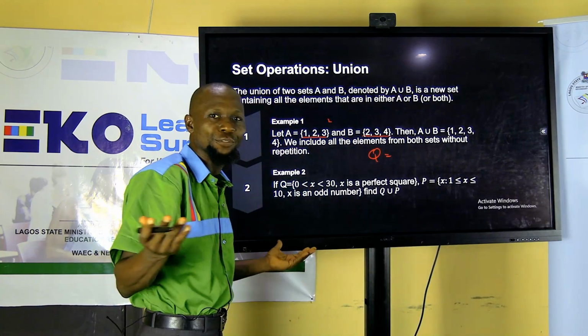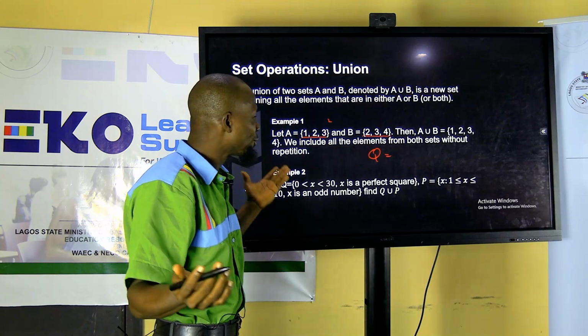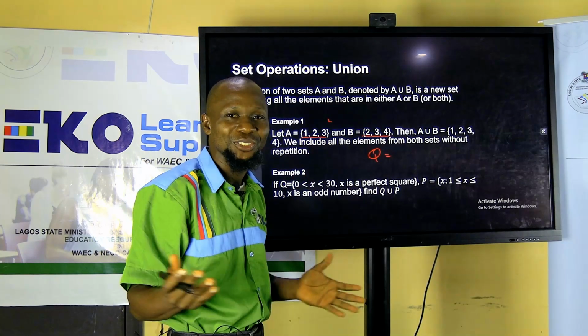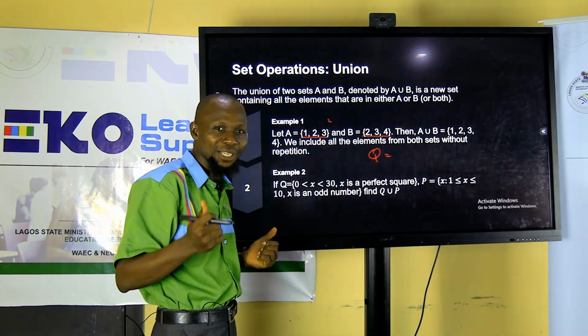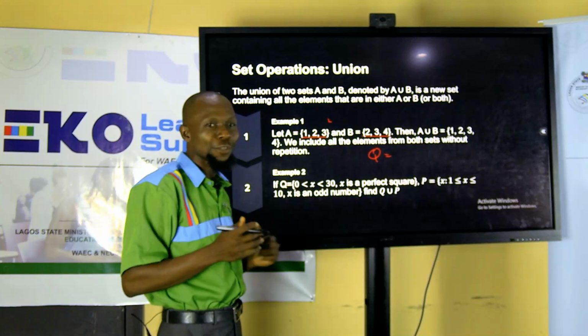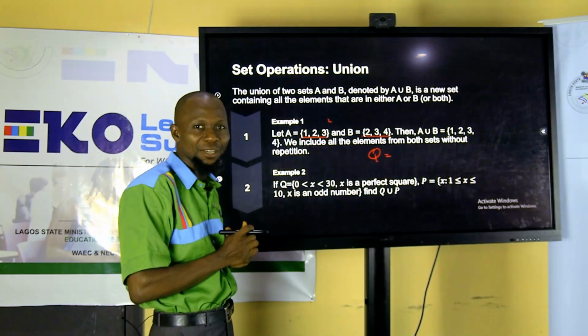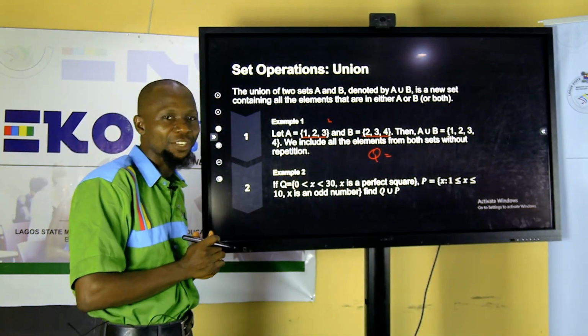Perfect squares. What are perfect squares? So in this, you need to remember all those concepts that you have learned before. So perfect squares are numbers that can be expressed as the square of another number.